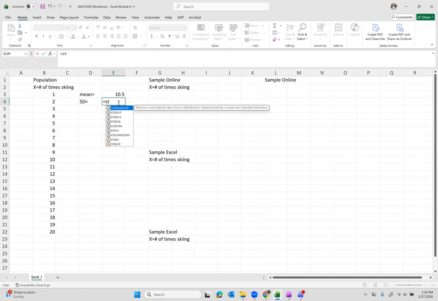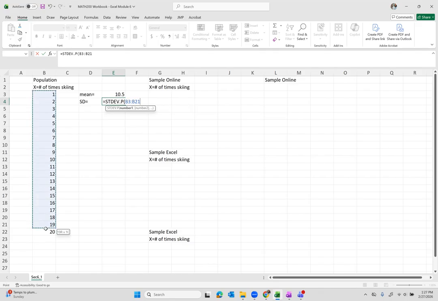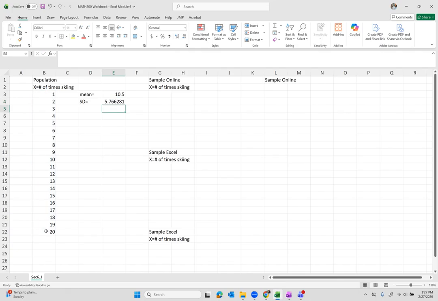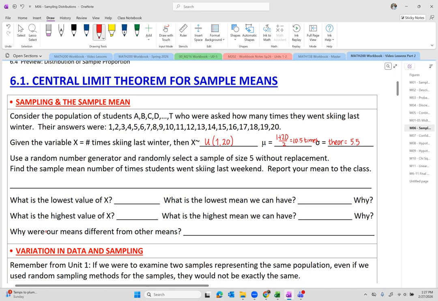And the actual standard deviation of a population here for this particular array will be approximately 5.8. So the actual one came out to be approximately 5.8, and these are all measured in the same units as the variable, which is number of times they went skiing.